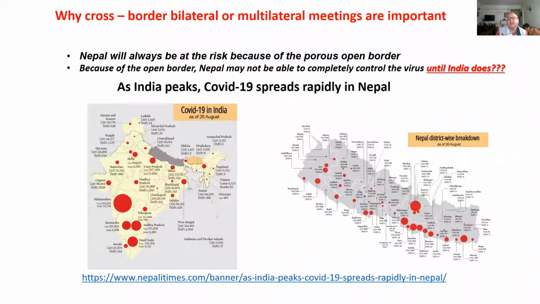And this is the same sentence I just copied from the Nepal Times. Because of the open border, Nepal may not be able to completely control the virus until India does. The media person must have had no knowledge about the value chain, he should not have written this, until India does. That means Nepal should wait, not prepare, until India has outbreaks. So that is not the correct version.